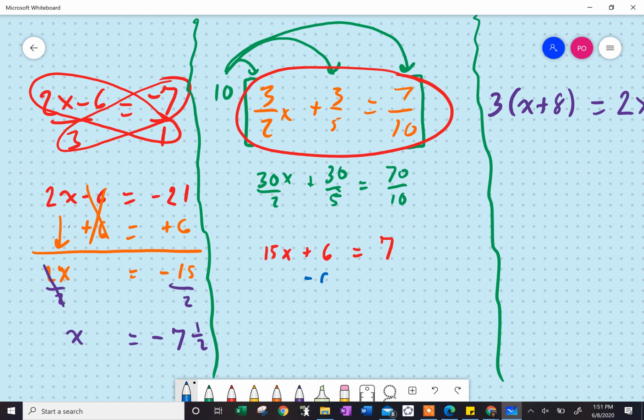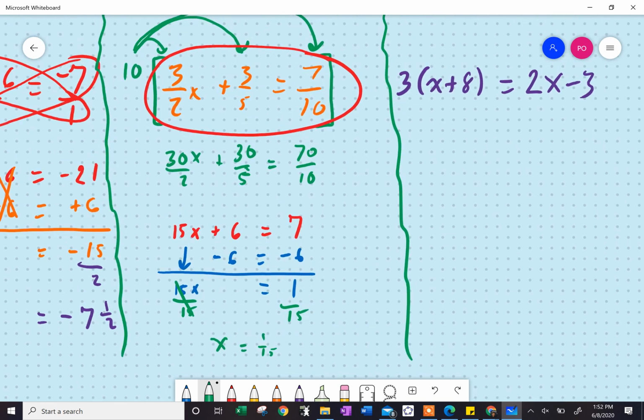I'm adding 6, so I'm going to subtract 6. Bring down my 15x equals 1. I don't want 15x's, I just want 1x, so I'm going to divide by 15. And I get x equals 1/15. And that's it. Look how hard that question looked originally, and look how easy it was at the end.